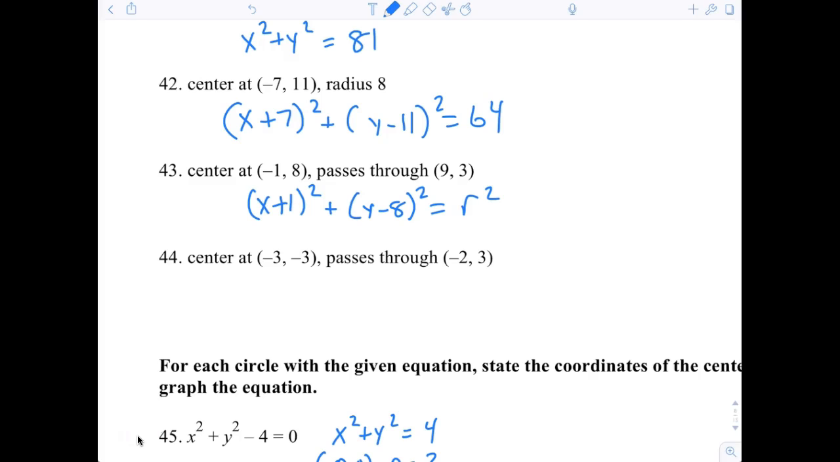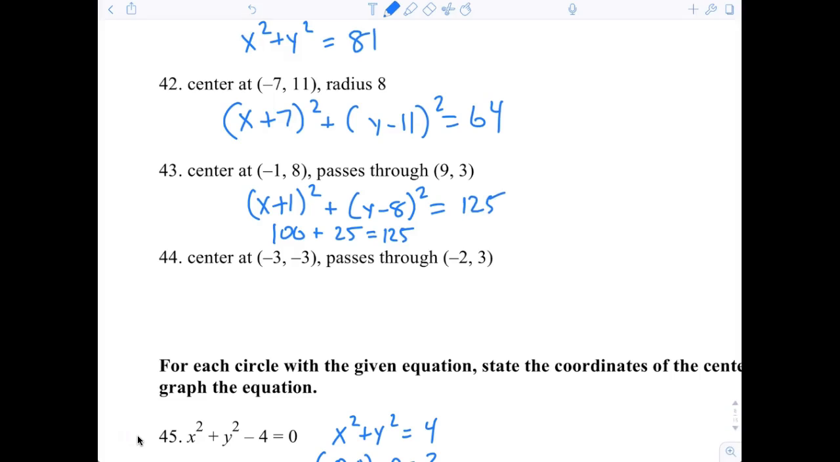Okay. Now I need r, right? So now I just plug what? 9 and 3 in for x and y. So what's 9 plus 1? Squared. 100. Plug y in, you get. Right, so r squared equals what? So now you just replace that r squared with what?